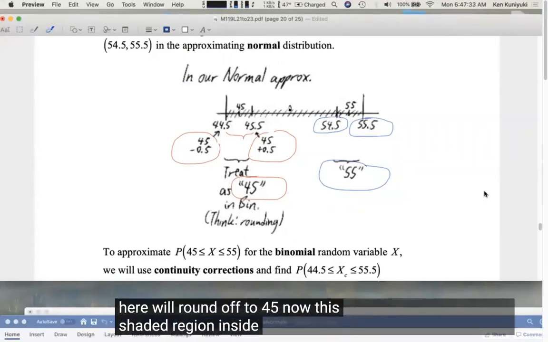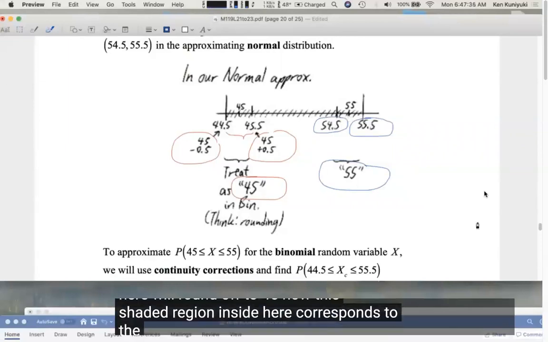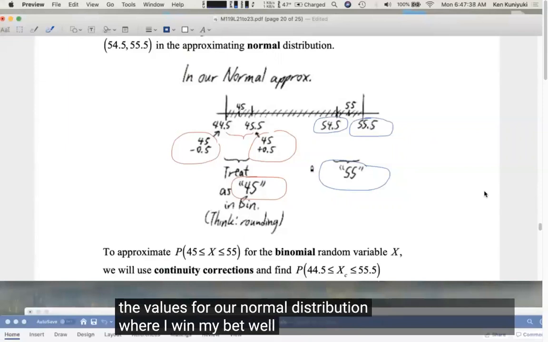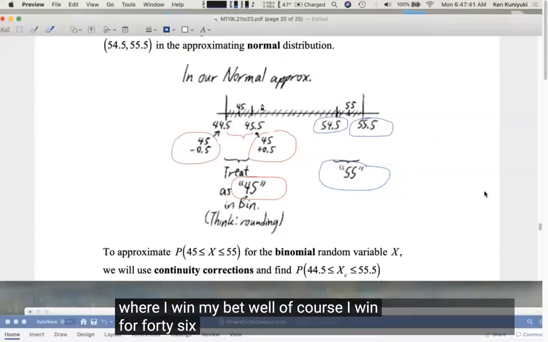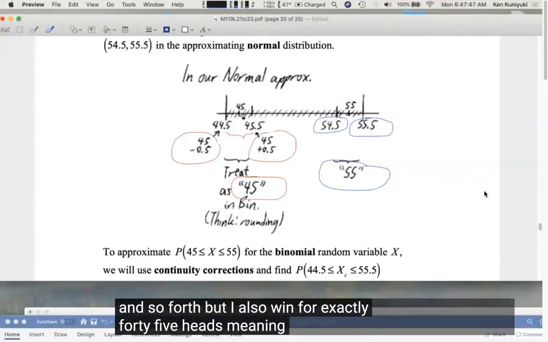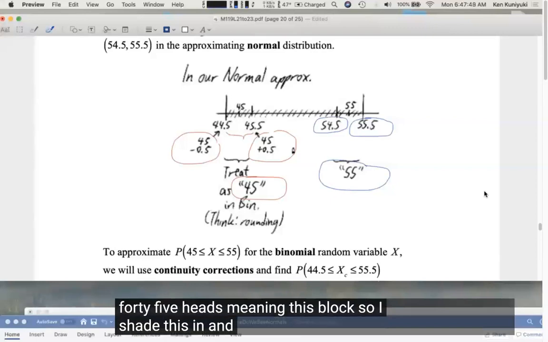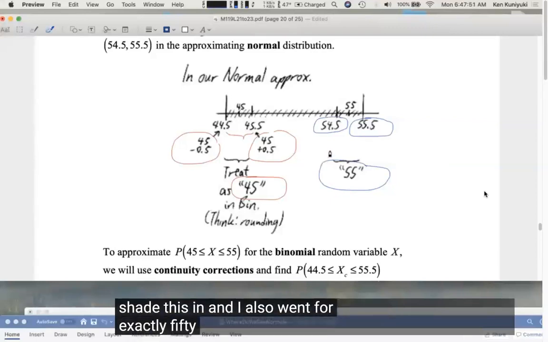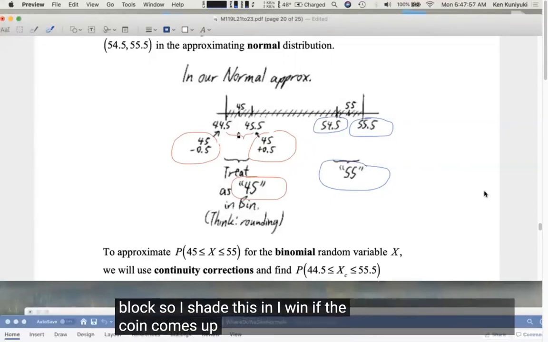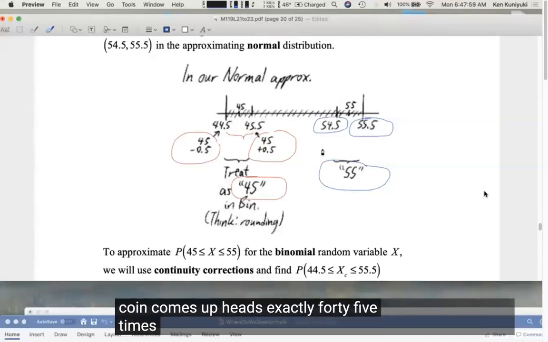Now, this shaded region inside here corresponds to the values for our normal distribution where I win my bet. Of course, I win for 46 heads, 47 heads, and so forth, but I also win for exactly 45 heads, meaning this block, so I shade this in. And I also win for exactly 55 heads, meaning this block, so I shade this in. I win if the coin comes up heads exactly 45 times, or for that matter, exactly 55 times.